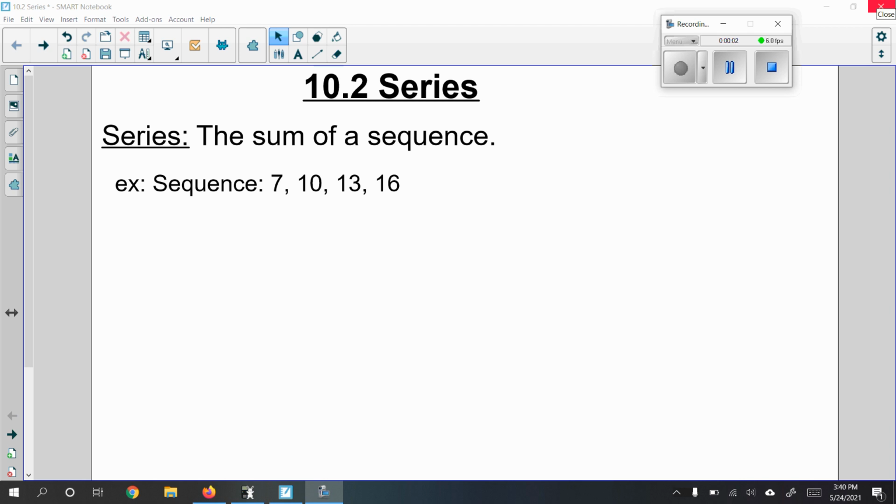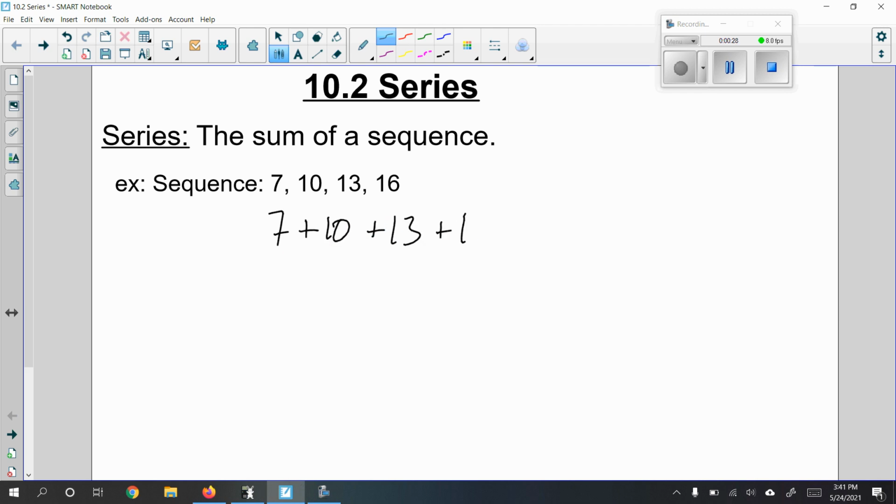In section 10.2, we're going to discuss a series. A series is the sum of the elements in a sequence. So if we have this given sequence, 7, 10, 13, and 16, the series corresponding to this sequence is 7 plus 10 plus 13 plus 16, which is 46.